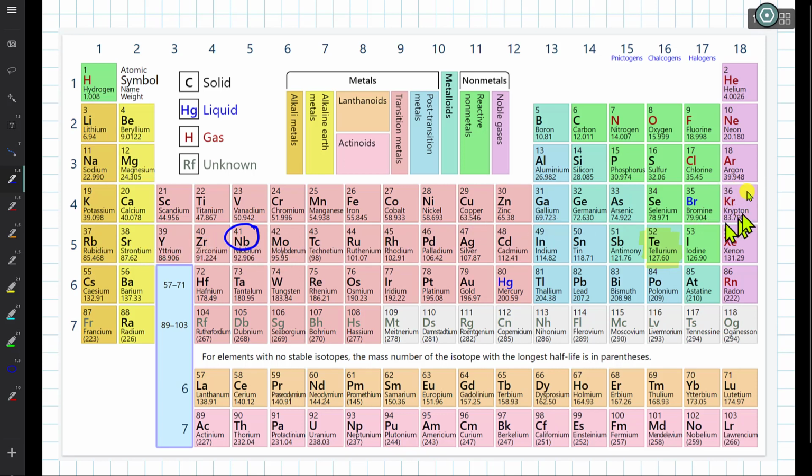So I'm going to start with the core. We'll say Kr. And then I'm going to work my way over to niobium. So it would be 5s2, and then 4d3. So 1, 2, and 3. Now, I'm going to point out in the next slide that there's lots of exceptions in the transition elements.